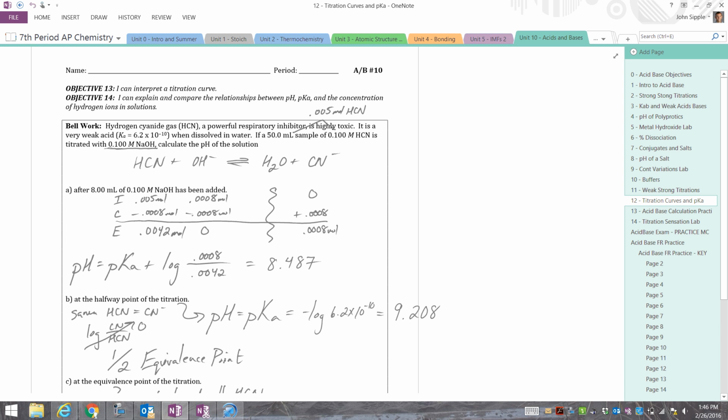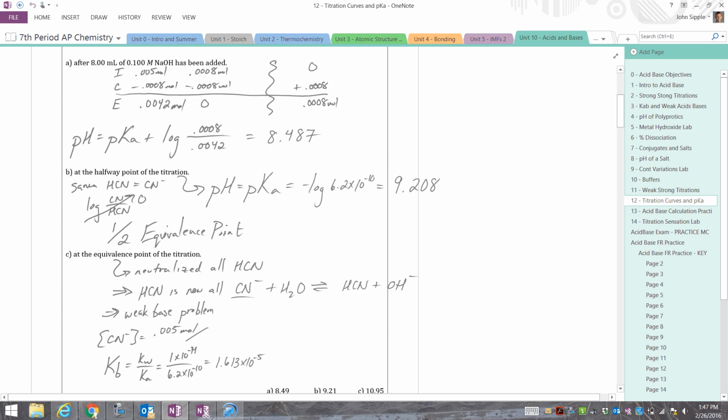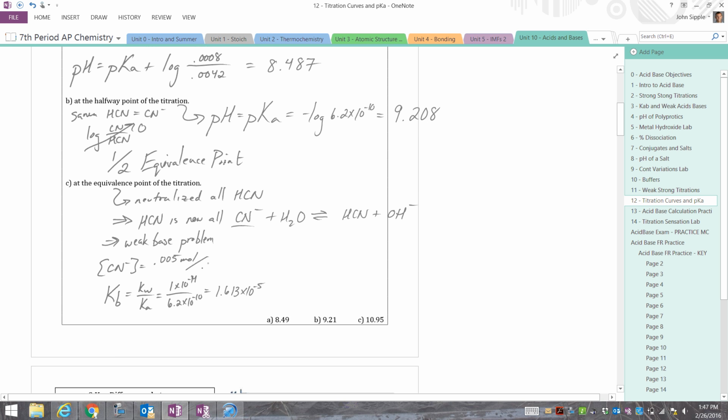How do you know that? Yeah, they made it very easy on us here, right? The concentrations are identical. So if we have 50 milliliters of acid, it's going to take 50 milliliters of the same concentration of base. So what's my new volume then? 100 milliliters, right? So we can just take that as 0.1 liters. So our new concentration is 0.05 molar.